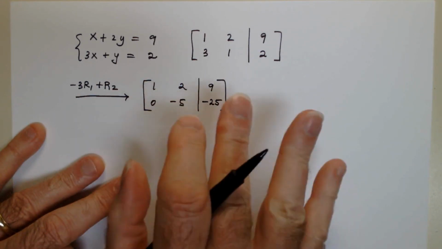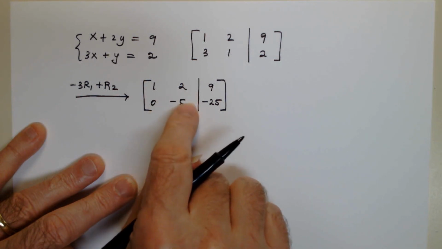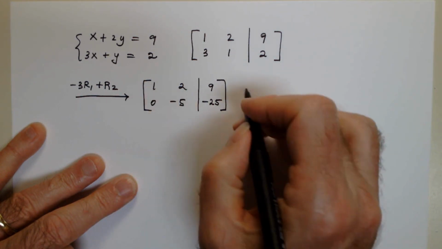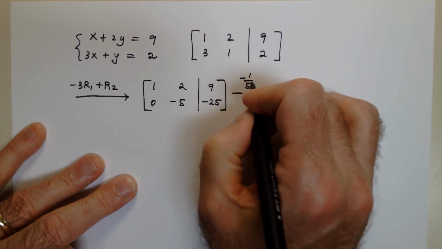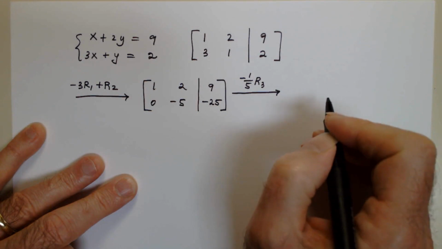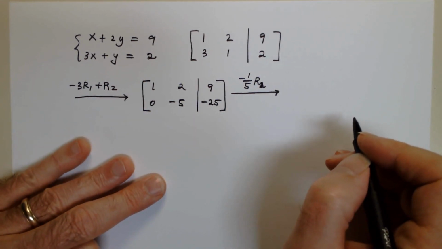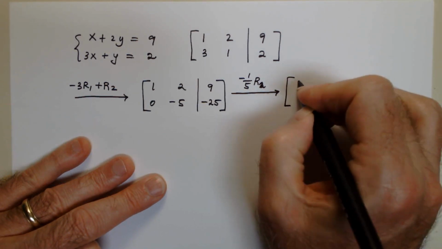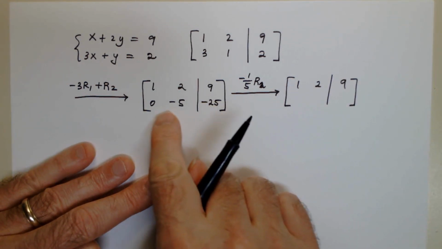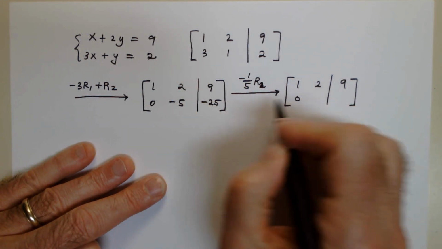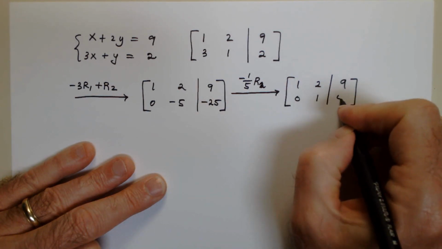Now I could stop here, but I'm going to clean up the system a little bit. I'm going to turn this position into a 1 by multiplying by a negative 1/5. So I'm going to scale row 2 by a negative 1/5. So our new row 2 is going to look like this. Again, row 1 is not changed, but our new row 2 is going to be 0, 1, and when I multiply this by negative 1/5, I'll have 5.